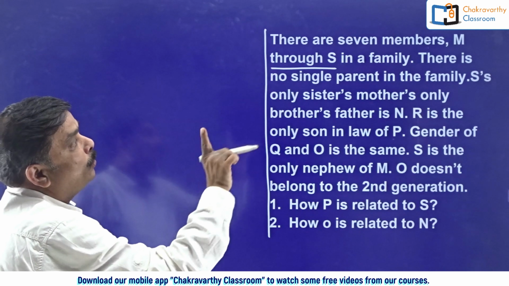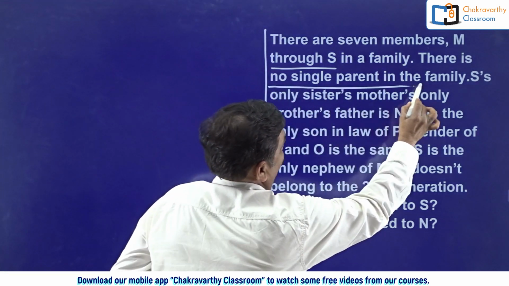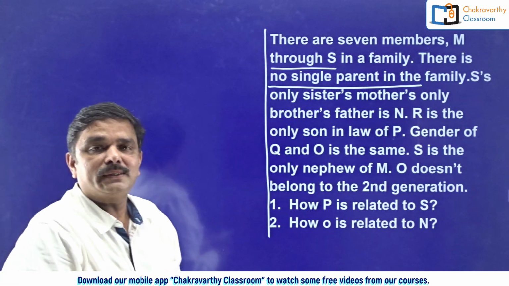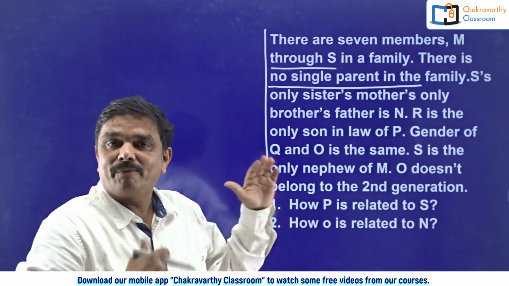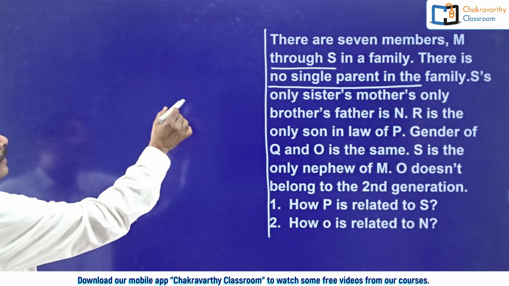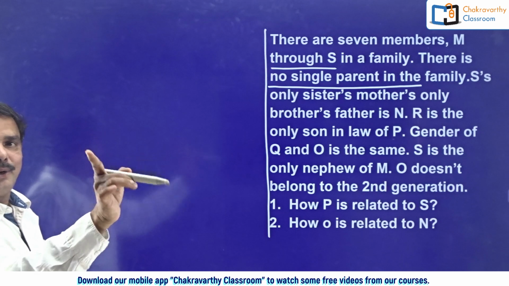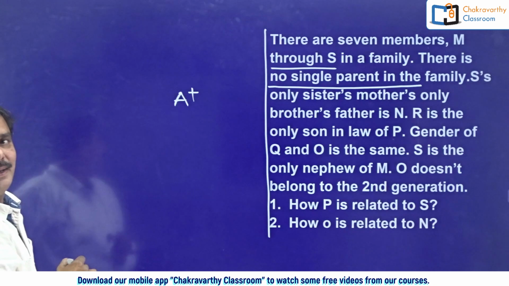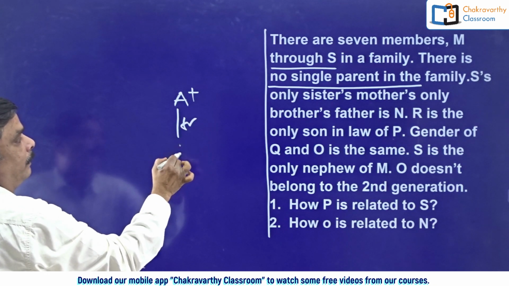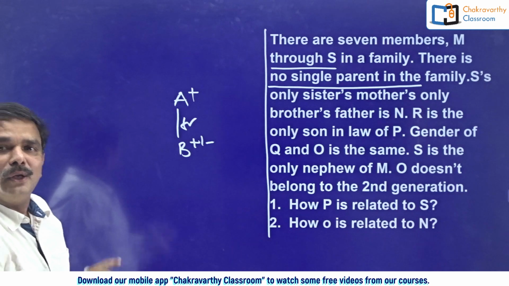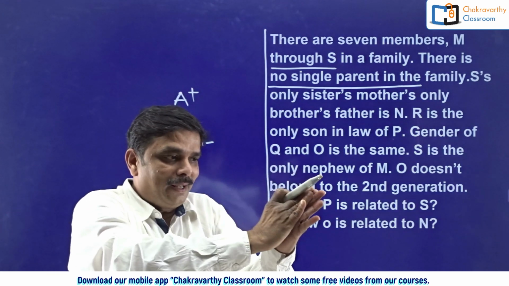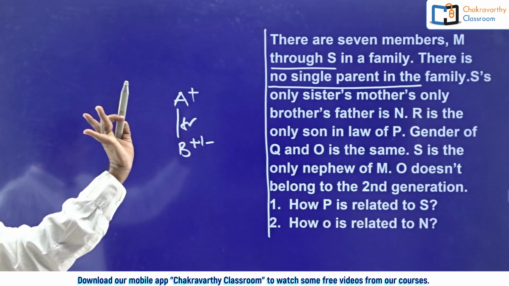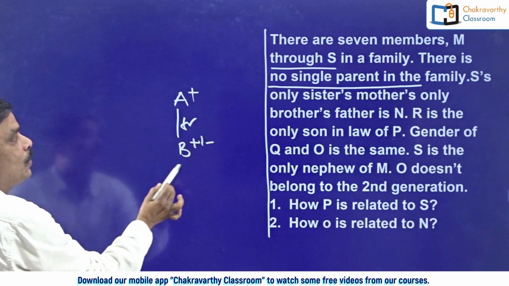Next, there is no single parent in the family. Very important information. What do you mean by no single parent in the family? For example, if they have given A is father of B, how do you show that on the chart in our method? Simple. A, father, means male. Top to bottom: A, father of B; I don't know the gender of B. In our method, top to bottom, left to right, male is plus, female is minus. Now, if they have given simply A is father of B, we stop here only.